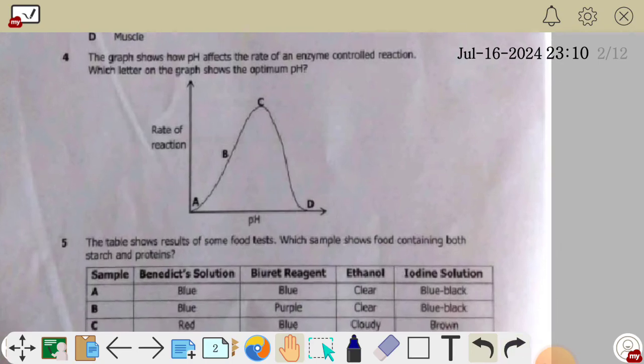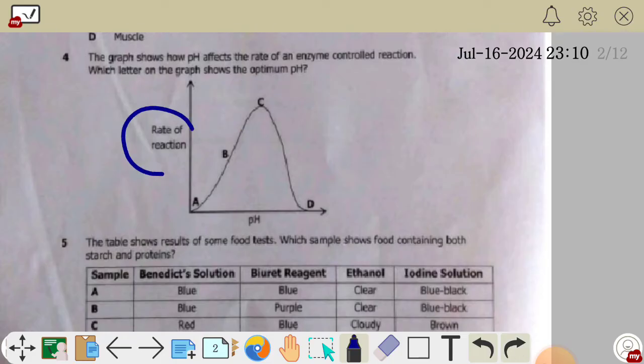So question 4. The graph shows how pH affects the rate of an enzyme-controlled reaction. So this graph is simply showing how pH affects the rate of an enzyme-controlled reaction. Which letter on the graph shows the optimum pH? The optimum pH is the pH at which an enzyme works best. An enzyme will work best at point C.